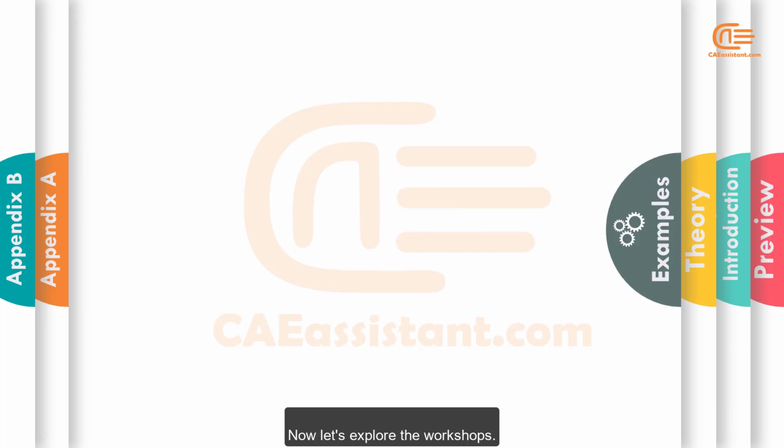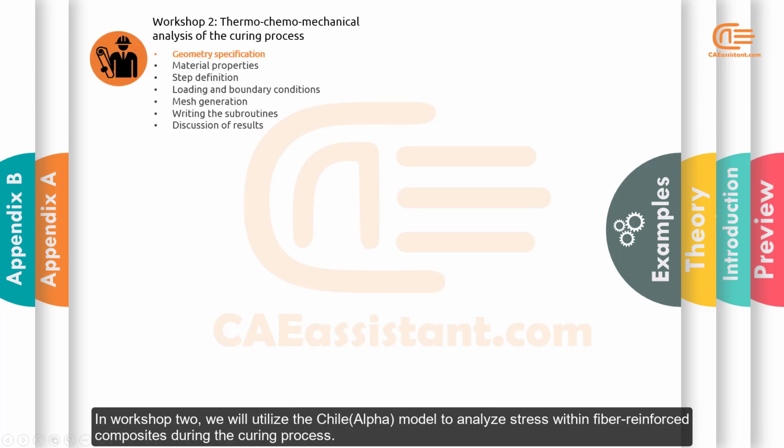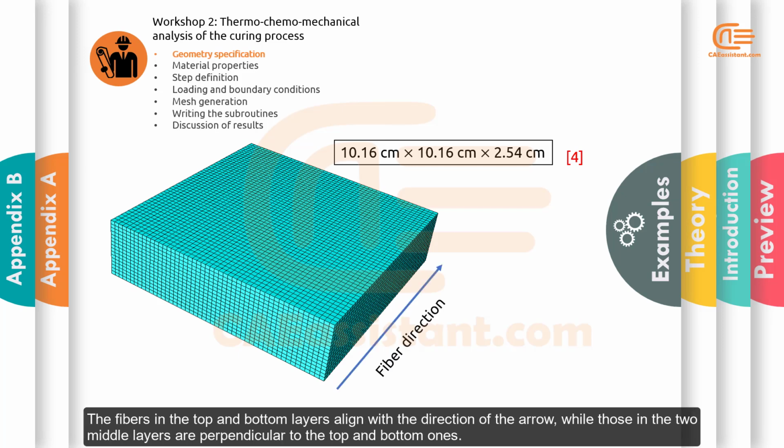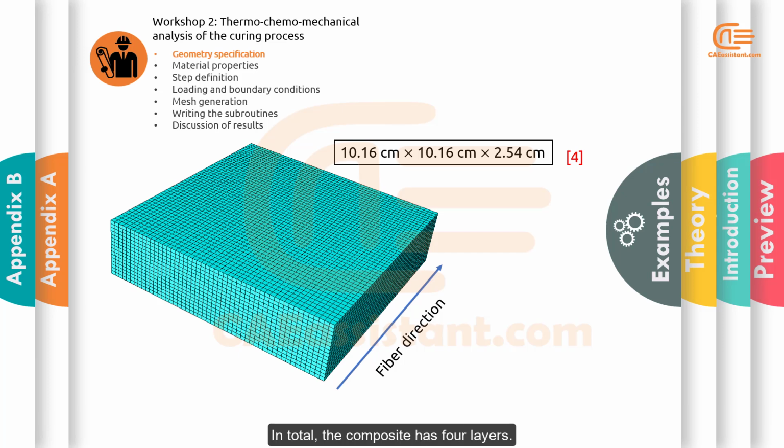Now let's explore the workshops. In workshop 2, we will utilize the Chile alpha model to analyze the stress within fiber reinforced composites during the curing process. It is 10.16 centimeters in width and length and has a thickness of 2.54 centimeters. The fibers in the top and bottom layers align with the direction of the arrow, while those in the two middle layers are perpendicular to the top and bottom ones. In total, the composite has 4 layers.